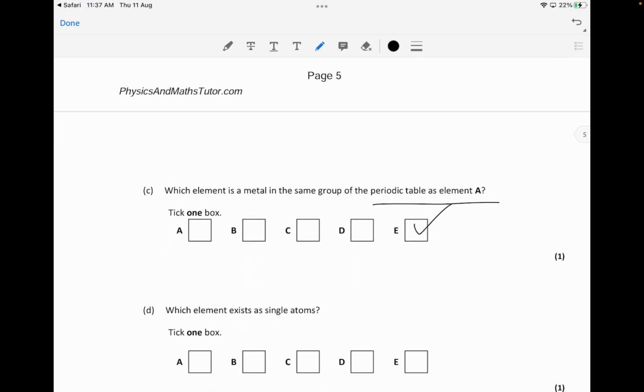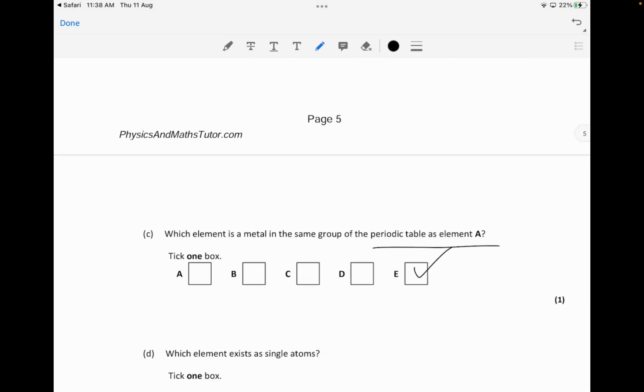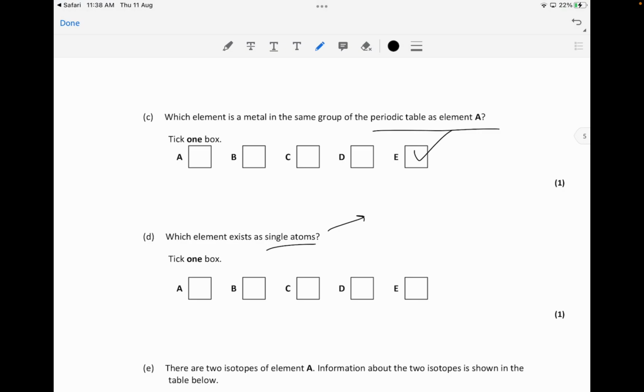Now, which element exists as single atoms? What do they mean by single atoms? It means that they have a full outer shell. Tip here, guys: a full outer shell of electrons. Let's just mention that. I'm going to write that down properly. So they have a full outer shell of electrons.